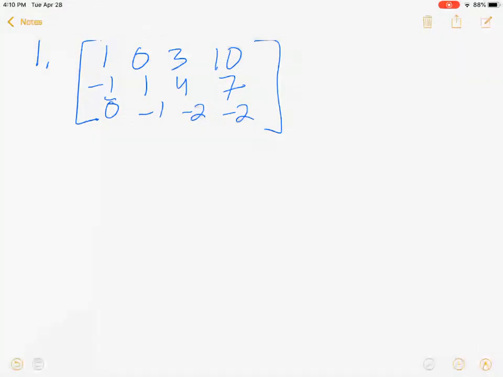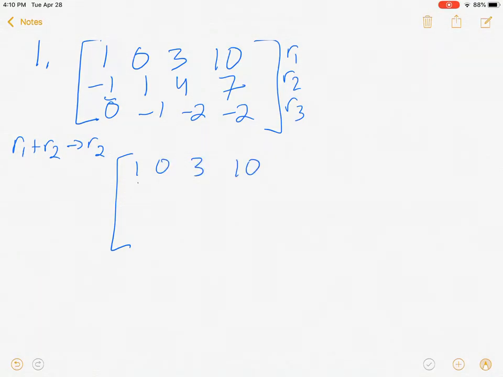So this is row 1, this is row 2, and this is row 3. If I add row 1 plus row 2 and replace it with row 2, I get 1, 0, 3, 10 on the top. Then I get 1 plus -1, which is 0. 0 plus 1, which is 1. 3 plus 4, which is 7. 10 plus 7, which is 17. And now, we got to this. The bottom row didn't change either.